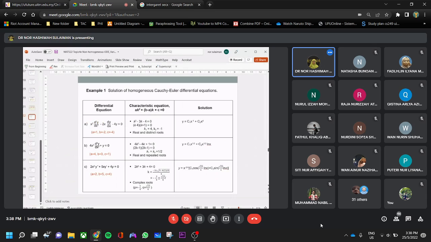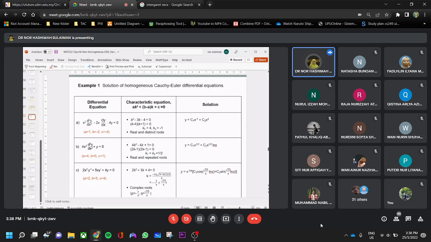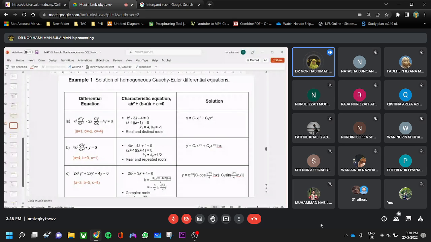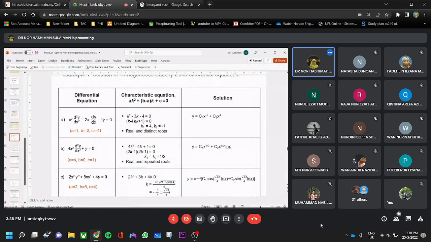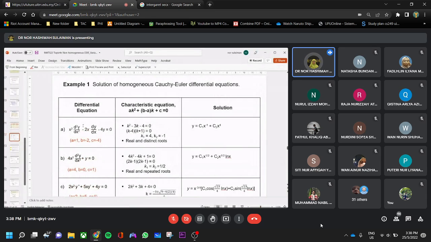Okay, so kita proceed to the latihan lah sedikit ya. Kita tengok latihan ni kejap. Okay, example 1, solution of homogeneous Cauchy Euler differential equation. Cuba tengok dia punya, we go one by one lah ya. Kita tengok. Besarkan sedikit, sekejap ya. Okay, kita yang pertama. Katalah this is the differential equation. X kuasa 2, second derivative of y with respect to x minus 2x dy dx minus 4y. Okay, nampak tak? Extract dia punya constant.